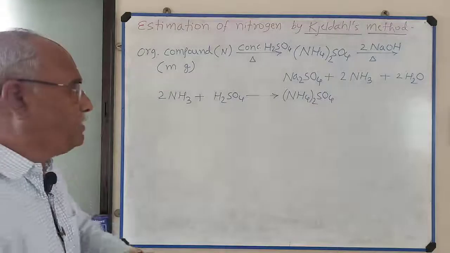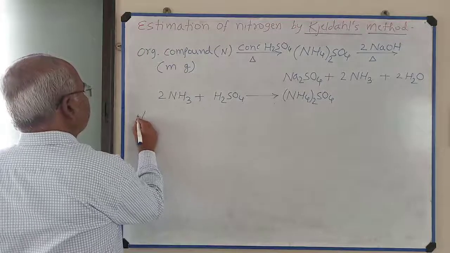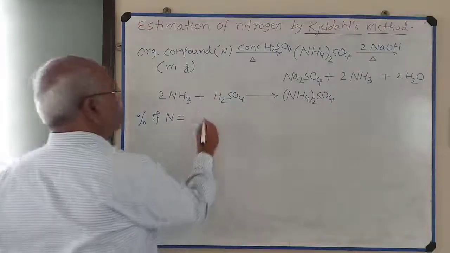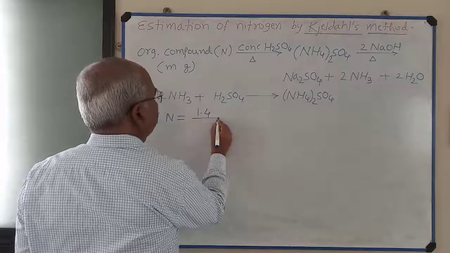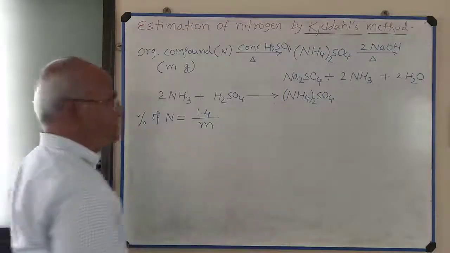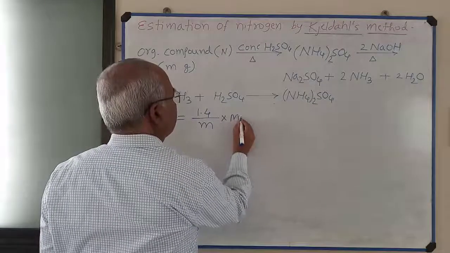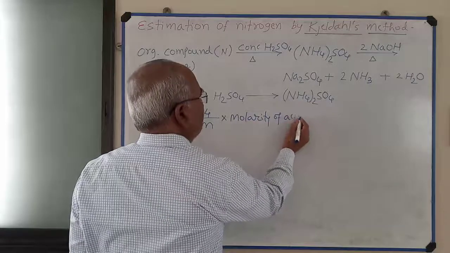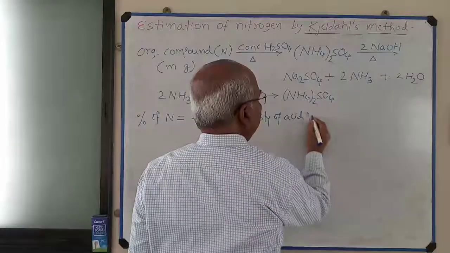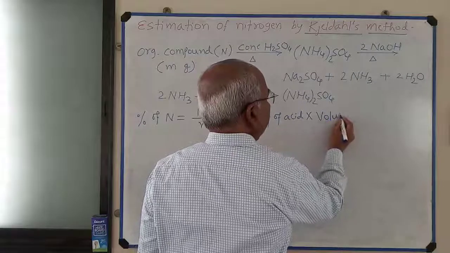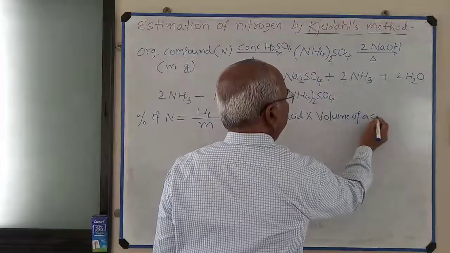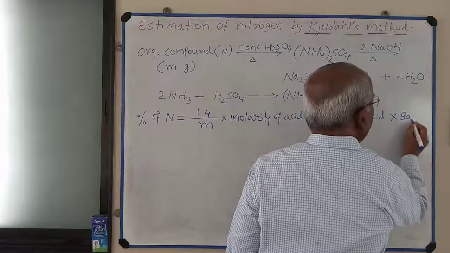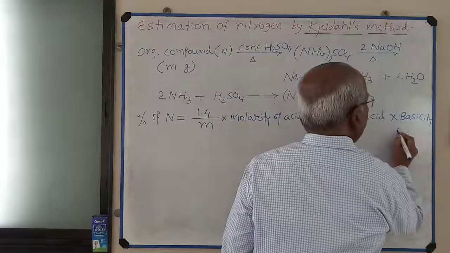For the numerical, the formula is: percentage of nitrogen is equal to 1.4 upon m, multiplied by molarity of acid, into volume of acid, into basicity of acid.